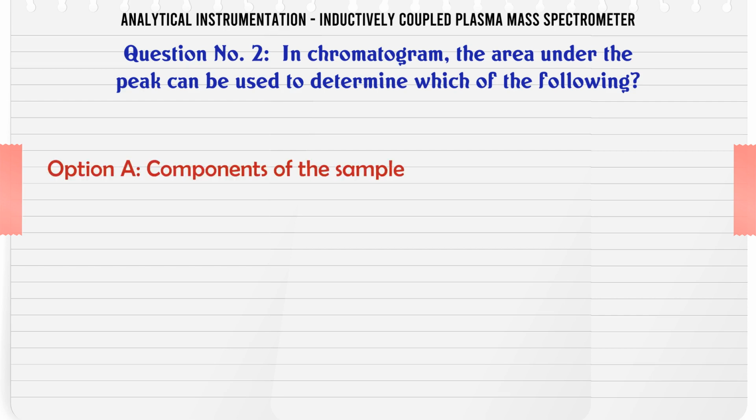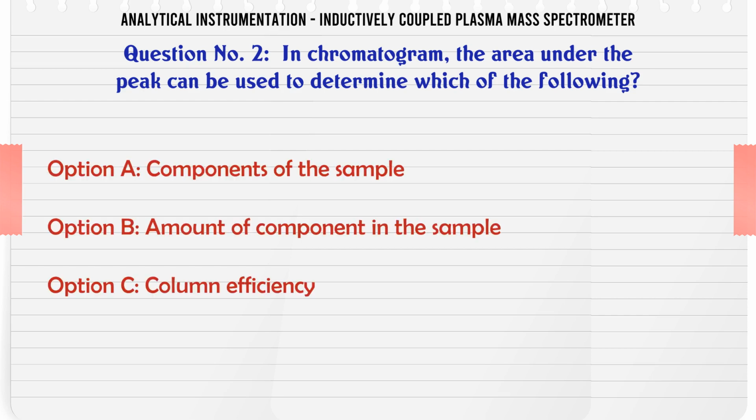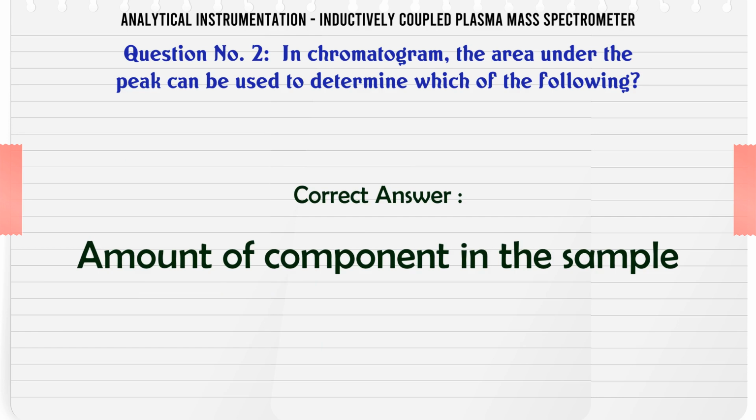In a chromatogram, the area under the peak can be used to determine which of the following: A. Components of the sample, B. Amount of component in the sample, C. Column efficiency, D. Column resolution. The correct answer is amount of component in the sample.